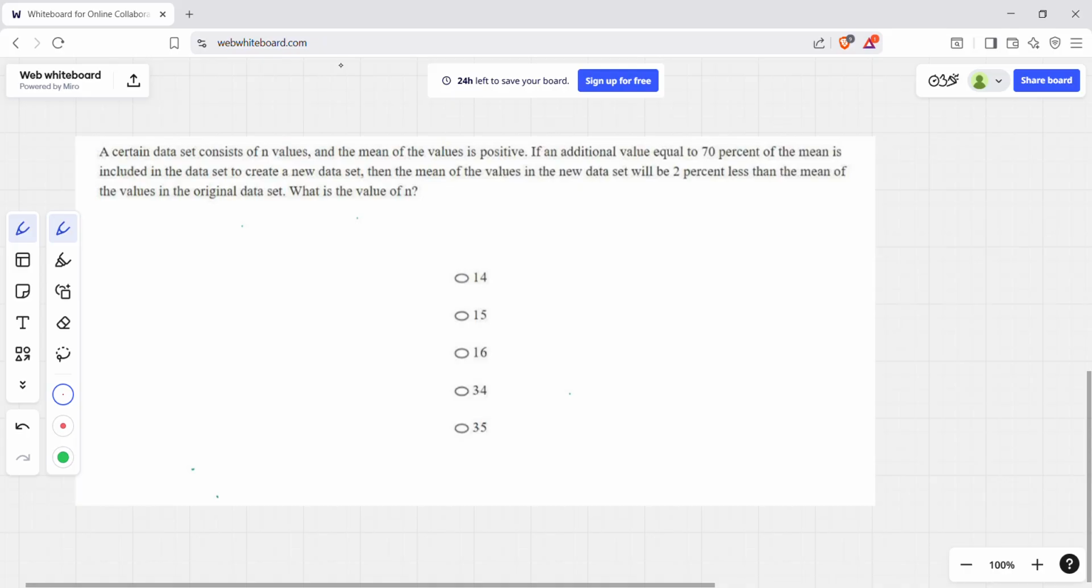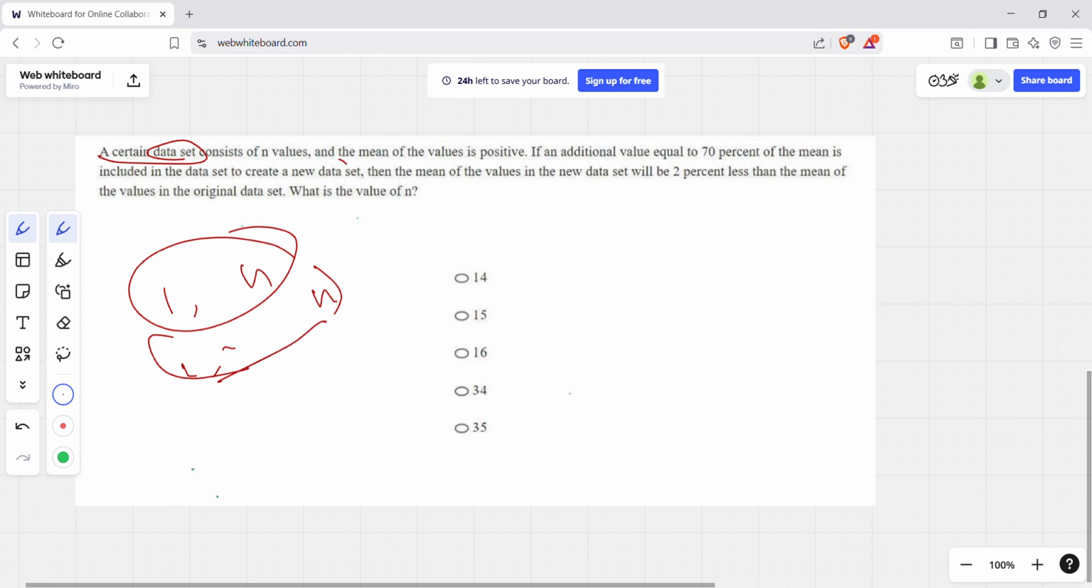Okay, so this is a hard one, pretty much because we are not simplifying things. Here is a certain data set: you have one, two, three, four, n number of data given to you, and the mean of those values is positive, so there is nothing wrong with that. That means they have to be positive. You can't have something negative. If an additional value equal to 70% of the mean is added, that's it.